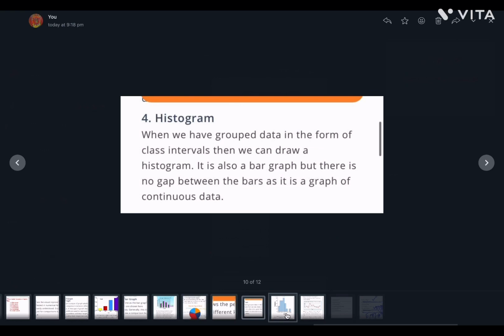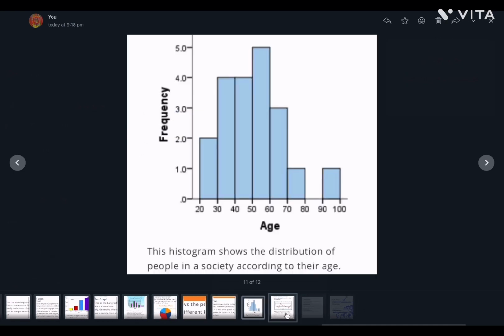Students, a histogram is a bar graph that shows data in intervals. A histogram represents continuous data. So when we have grouped data in the form of class intervals, then we can draw a histogram. It is actually a bar graph, but there is no gap between the bars, as it is the graph of continuous data. Right, students? So here you can see a histogram. This histogram shows the distribution of people in a society according to their age, and you can see that there is no gap between the bars.